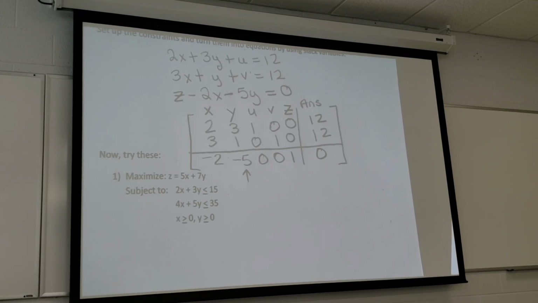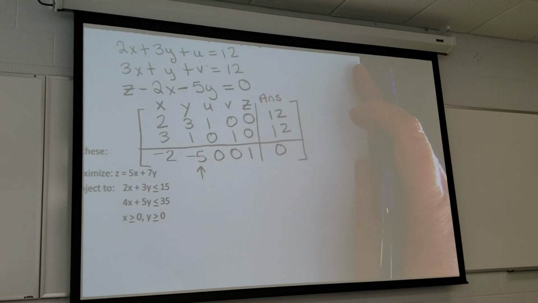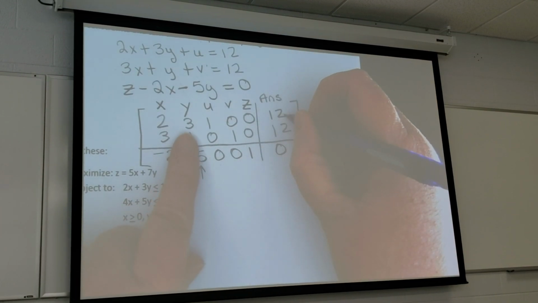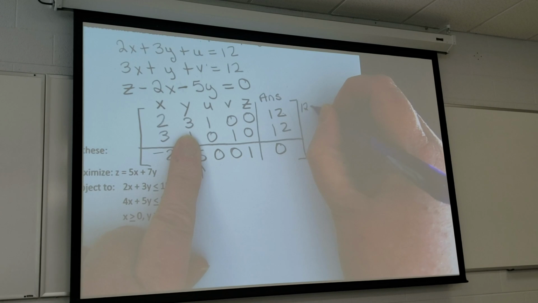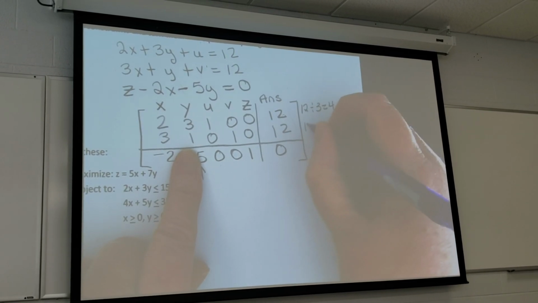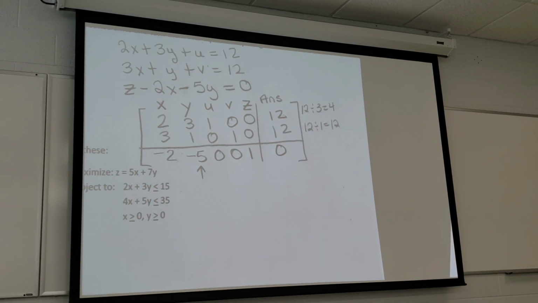I need to know which one I'm gonna do. Now, the bottom row is never pivoted. The objective function is never pivoted, just like it's never graphed, it's never pivoted. This is how you do it. You take this divided by this. This divided by this, 12 divided by 1 is 12. 12 divided by 3 is 4. 12 divided by 1 is 12.